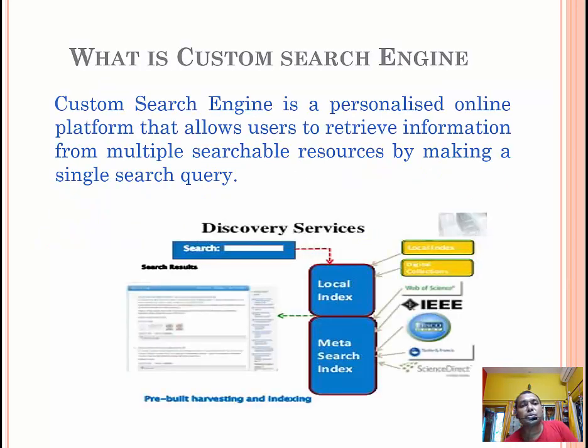First of all, we need to know what is Custom Search Engine. Custom Search Engine is a personalized online platform that allows users to retrieve information from multiple searchable resources by making a single search query. The last 3-4 words are very important. That is, making a single search query. As we all know, in discovery services, we put one search query in the search box and the system will retrieve so many results from multiple sources. Even it is categorized under each and every category.